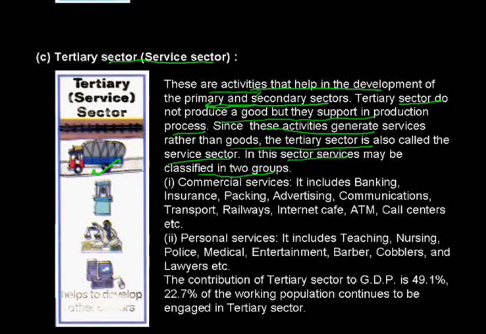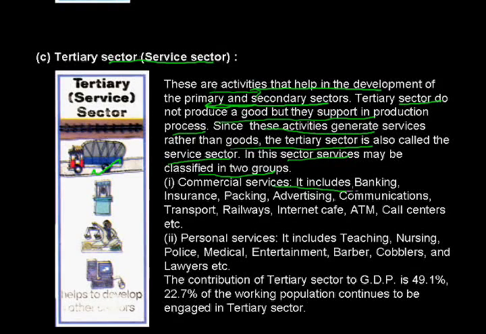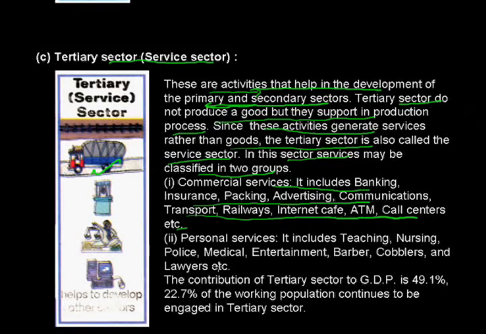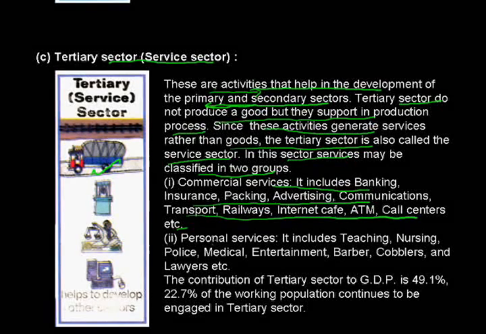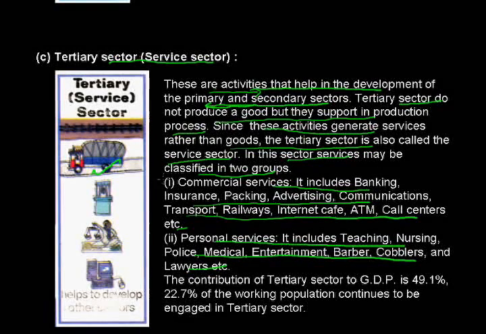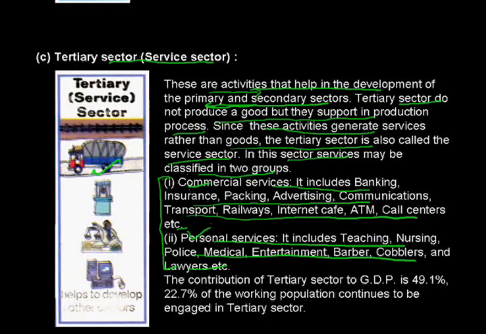The first one is commercial services. It includes banking, insurance, packing, advertising, communications, transport, railways, internet cafe, ATM, call centers, etc. This one is for the complete economy. Because of these things, the economy runs. On the other hand, there are some personal services. For example, it includes teaching, nursing, police, medical, entertainment, barber, cobblers and lawyers, etc. So the service sector is divided into two parts. The first one is commercial services and the second one is personal services.